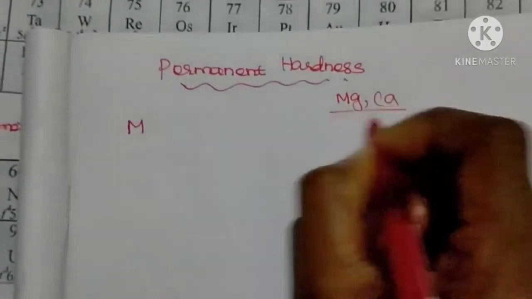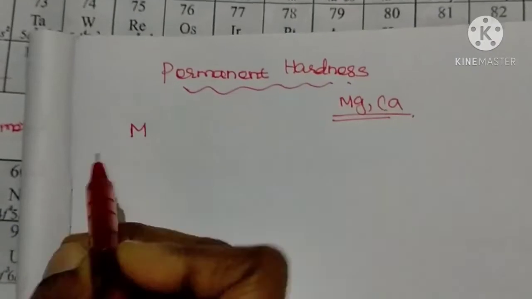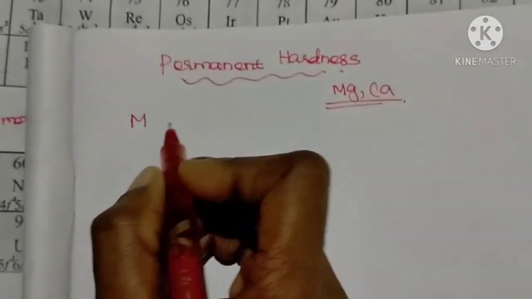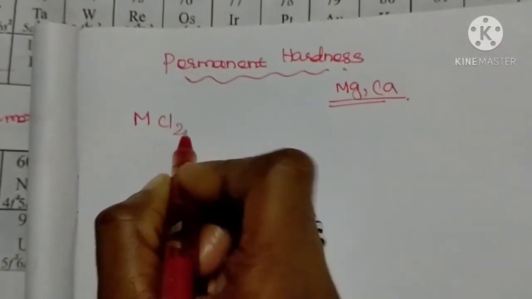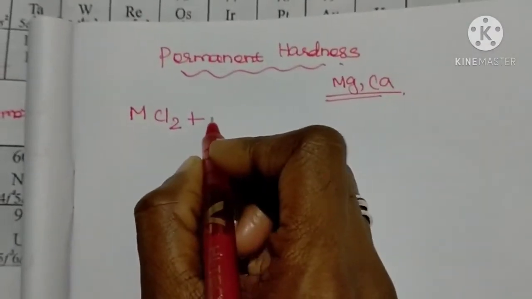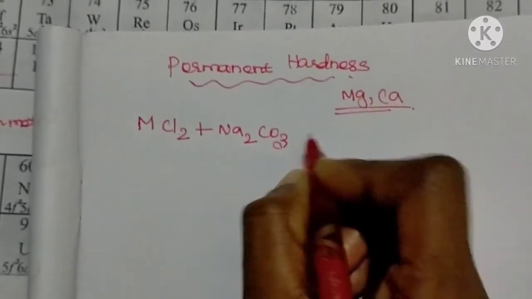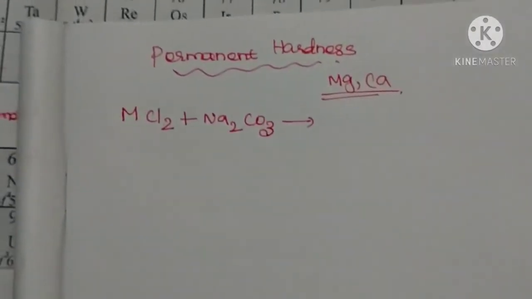M denotes the metal here. What metals are present in permanent hardness? Magnesium and calcium, these two metal cations. You can denote magnesium and calcium as M. Magnesium chloride or calcium chloride is treated with washing soda.